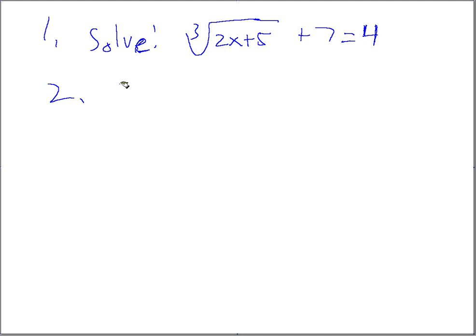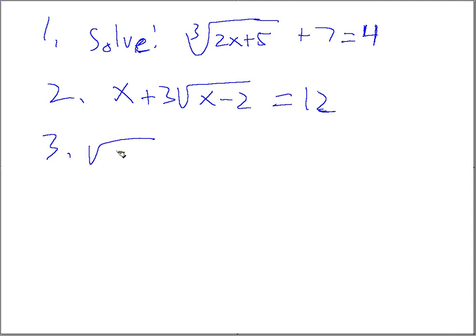The second equation is going to be x plus 3 square root of x minus 2 equal to 12. So solve this equation here. That's 12 right here. All right, and number 3, let's take a look at 2 radicals here for you. So radical x plus 1 minus the square root radical x minus 15, equal to 2.